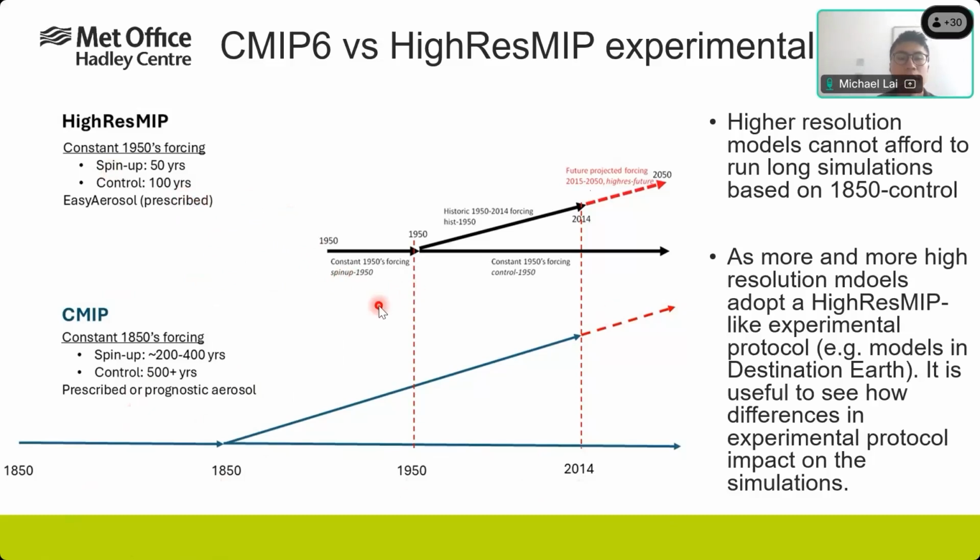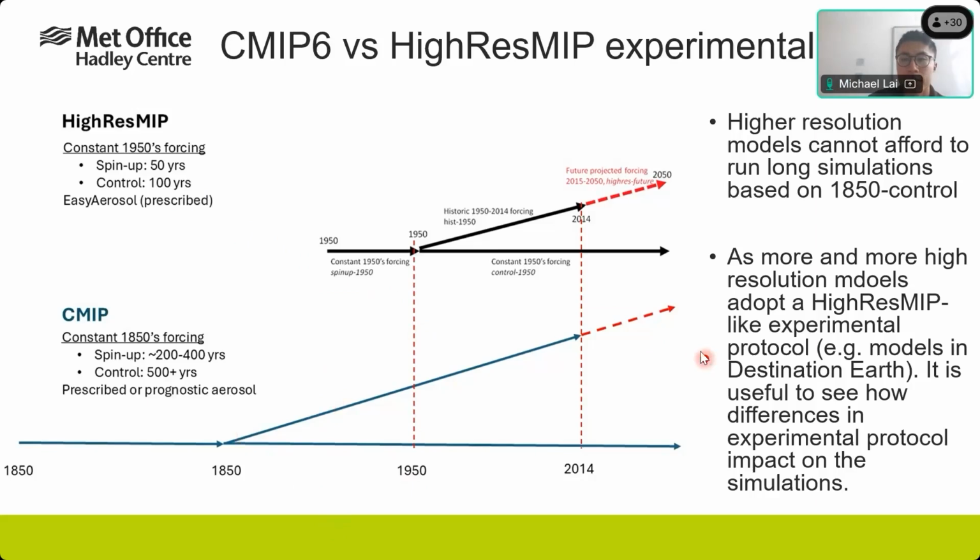The other simplification that HighResMIP made was for the aerosol scheme. All models that participate in HighResMIP use the prescribed EasyAerosol, whereas for CMIP, there was no such requirement. So modeling centers could use whatever aerosol schemes they wanted. For example, at the Met Office, the GLOMAP-mode scheme was used, which is quite a complicated one with both direct and indirect aerosol effects.